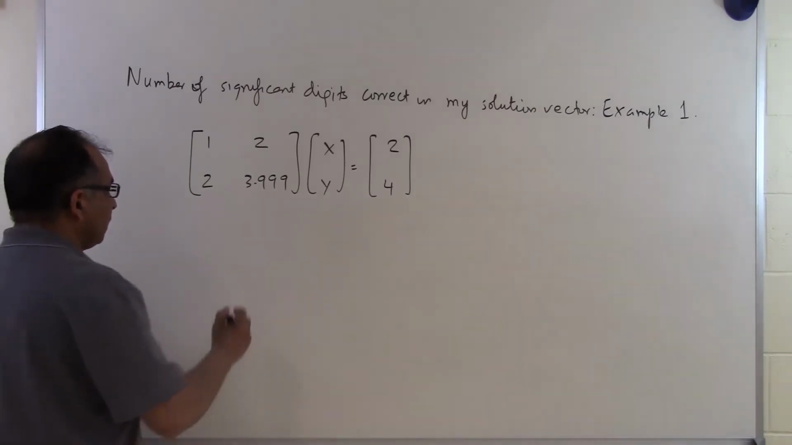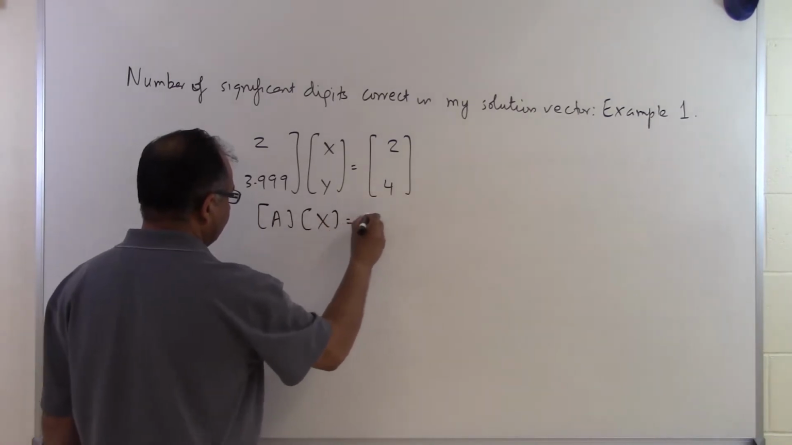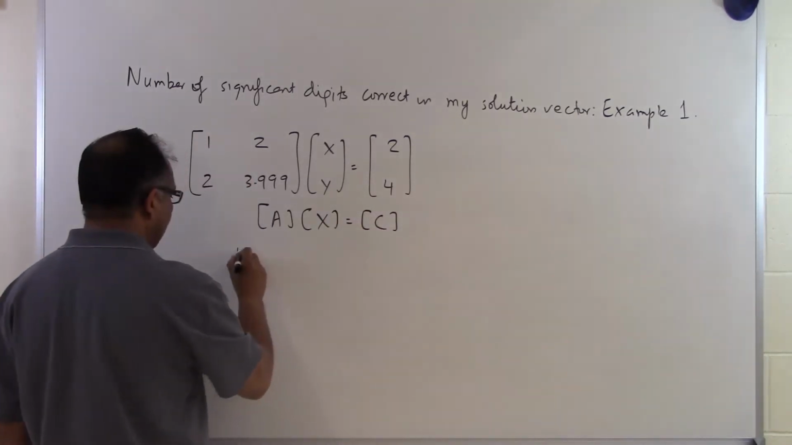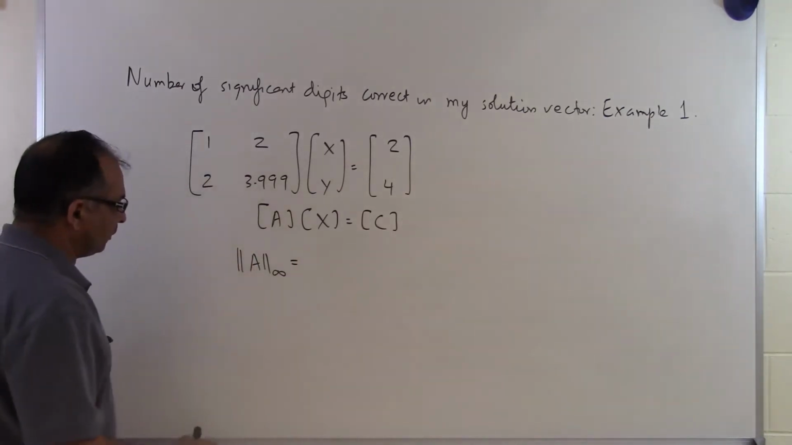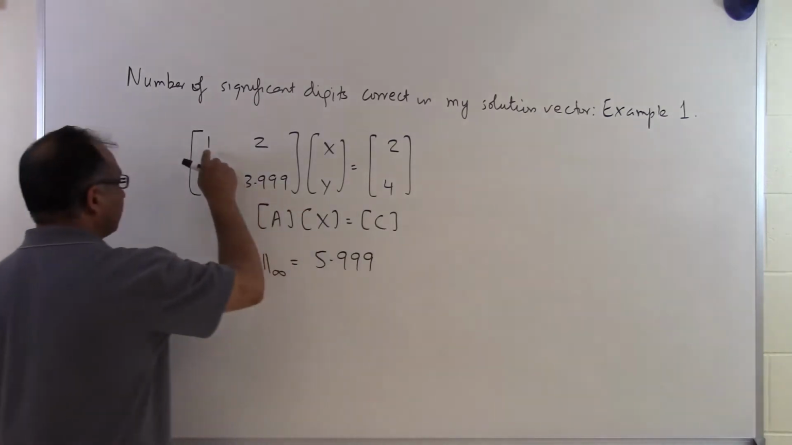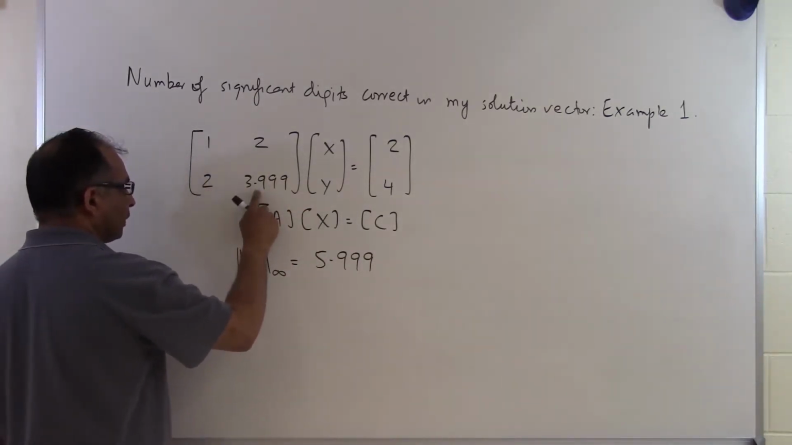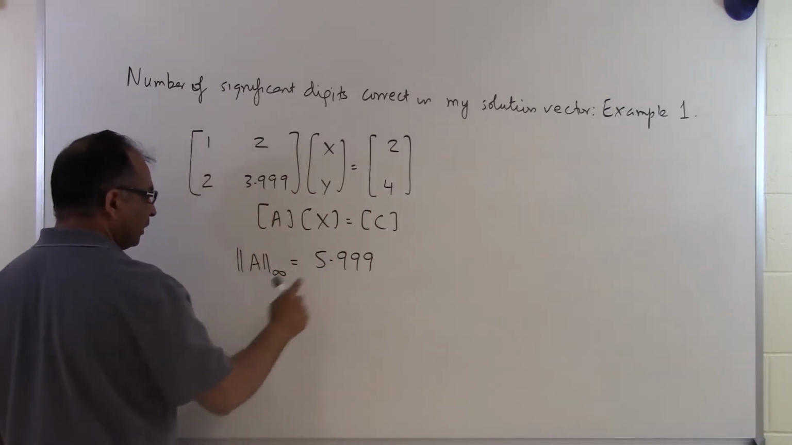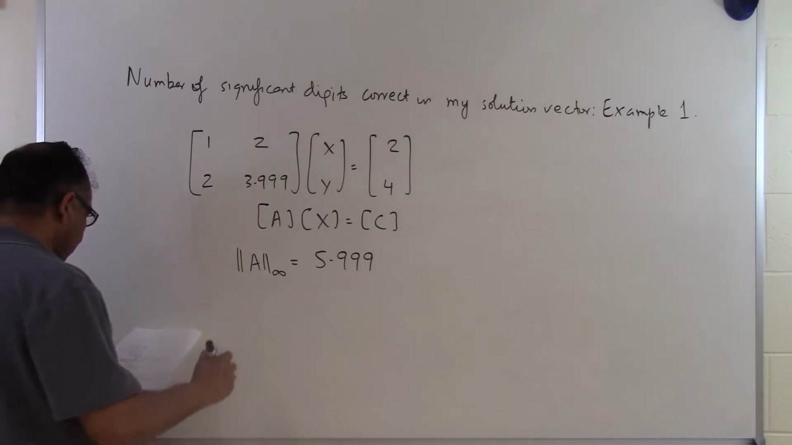So what I'm going to do is say, hey, this is of the form Ax equals C. Can I find the norm of A? The row sum norm of A will be 5.999, because the absolute value of 1 plus the absolute value of 2 is 3, and the absolute value of 2 plus the absolute value of 3.999 is 5.999, so we get the norm of A to be 5.999.